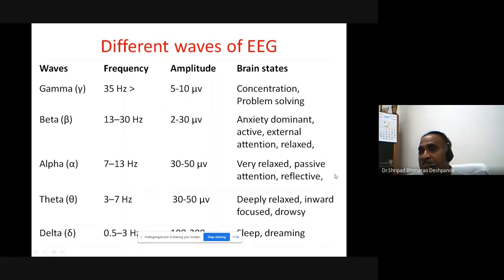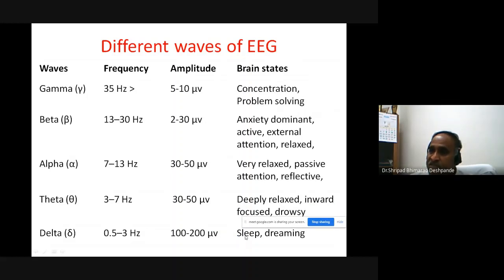In that situation you will get 7 to 13 hertz alpha waves, and they are 30 to 50 microvolts in amplitude. Then if you are deeply relaxed, as when you are feeling drowsy or sleeping, you get these 3 to 7 hertz waves, with 30 to 50 microvolts amplitude. Then the delta waves: during deep sleep, you get these. When you are dreaming, you get these. These are low frequency, around 3 hertz, and high amplitude waves.